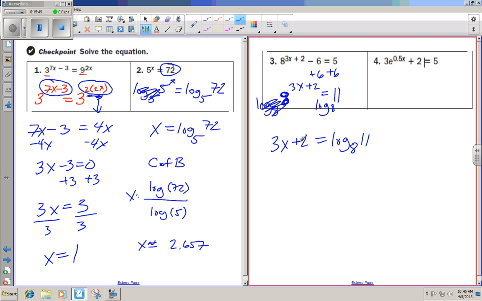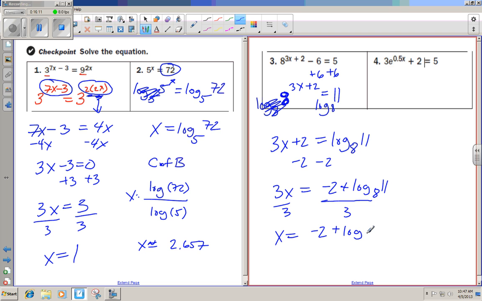Now it's a matter of calculating the rest of this out. Let's subtract 2 from both sides. And I'm going to leave the log out front just so there's no confusion. And then divide by 3. So x equals, this is the exact answer.